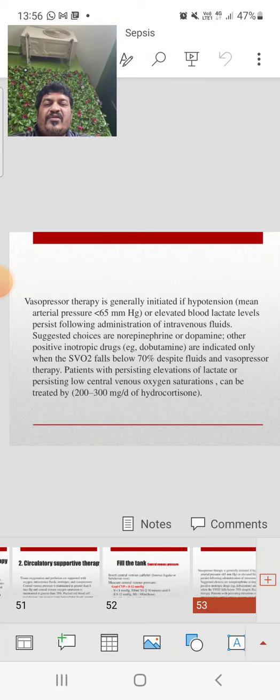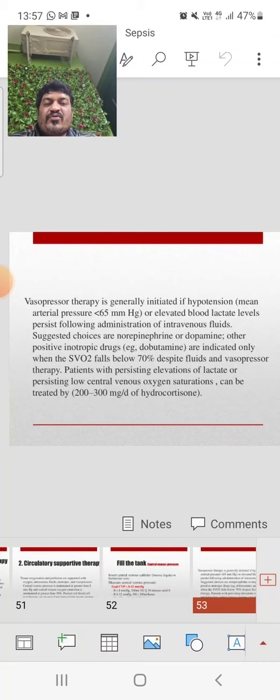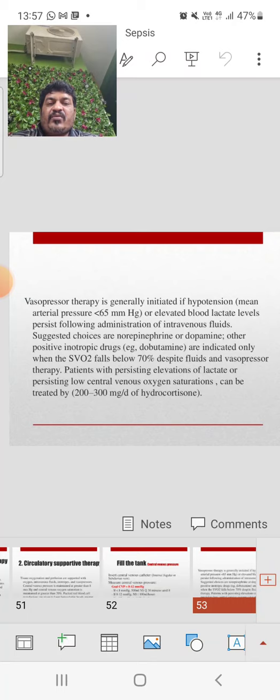Vasopressor therapy is generally initiated if hypotension, meaning mean arterial pressure less than 65 mmHg, or elevated blood lactate levels persist following administration of intravenous fluids. The drugs of choice are norepinephrine or dopamine. Other positive inotropes, including dobutamine, are indicated only when the ScvO2 falls below 70% despite fluids and vasopressor therapy. Patients with persistent elevation of lactate or persistently low central venous oxygenation can be treated with 200 to 300 mg per day of hydrocortisone.